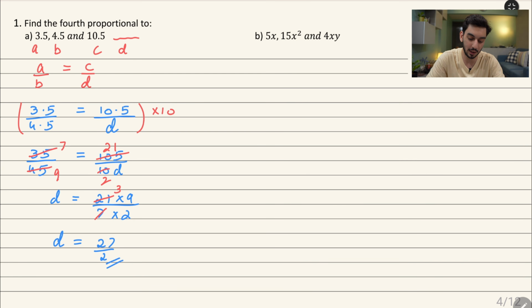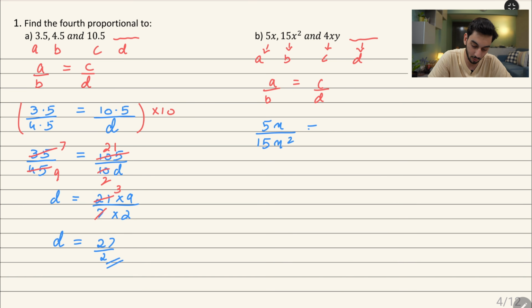Okay, let us look at the next question. Again the same thing, A is given to me, this is A, this thing is B, this thing is C, and there is some D over here which I don't know and I need to figure out. Again A upon B would be equal to C upon D. What's the value of A? It is 5x. What's the value of B? It is 15x square. What is C? It is 4xy, and D is unknown, so I'll just write D over here.